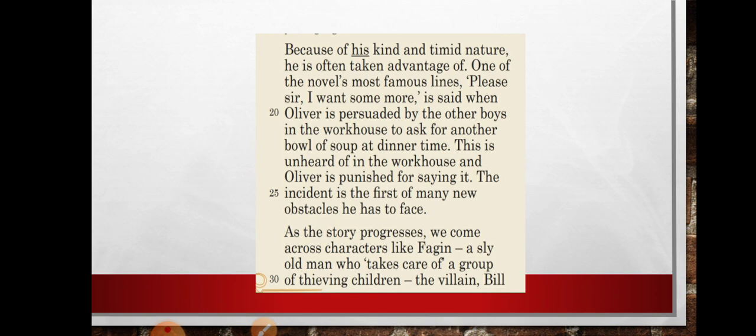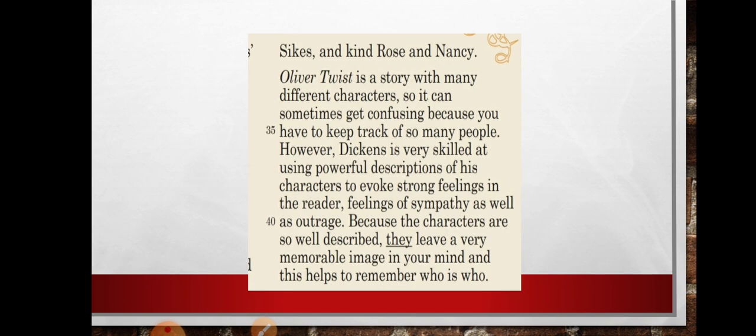One of the novel's most famous lines, "Please, sir, I want some more," is said when Oliver is persuaded by the other boys in the workhouse to ask for another bowl of soup at dinner time. This is unheard of in the workhouse, and Oliver is punished for saying it. The incident is the first of many new obstacles he has to face. As the story progresses, we come across characters like Fagin, a sly old man who takes care of a group of thieving children, the villain, Bill Sikes, and kind Rose and Nancy. Oliver Twist is a story with many different characters, so it can sometimes get confusing because you have to keep track of so many people.